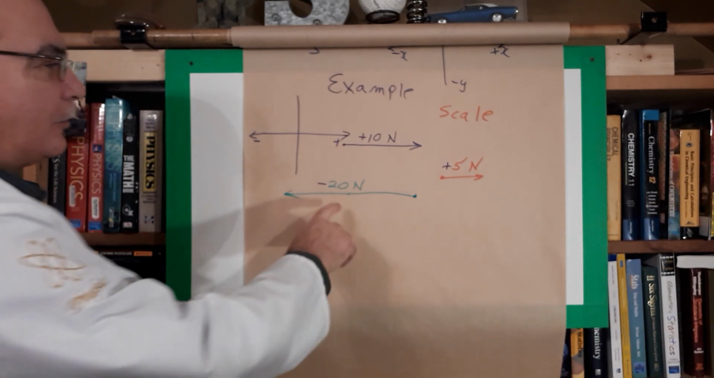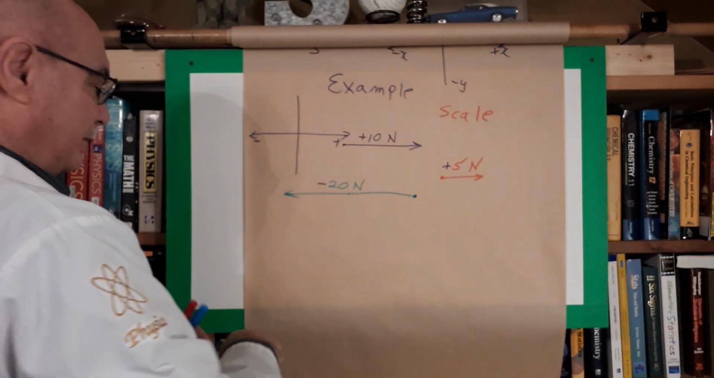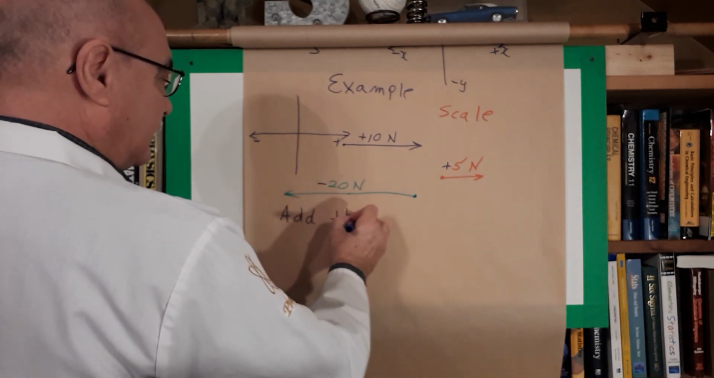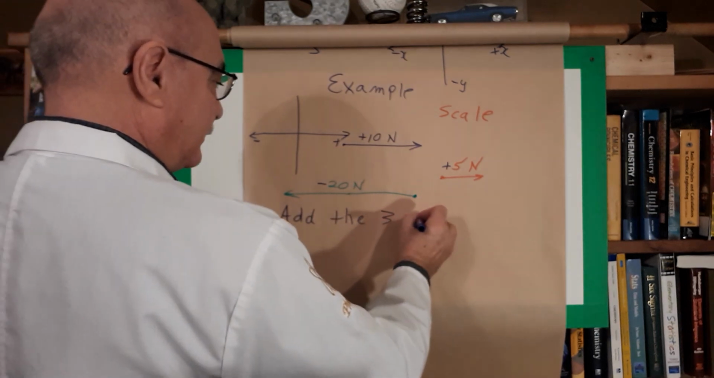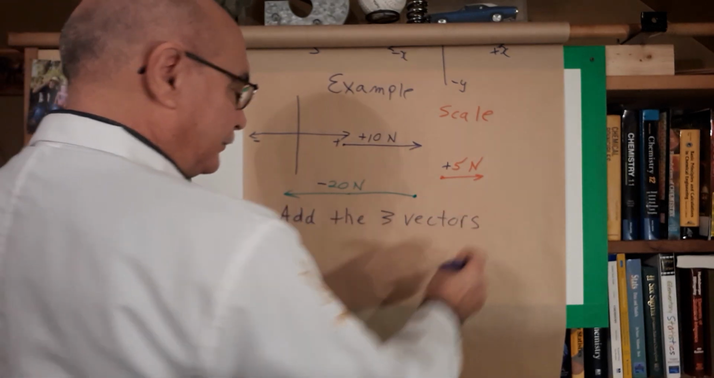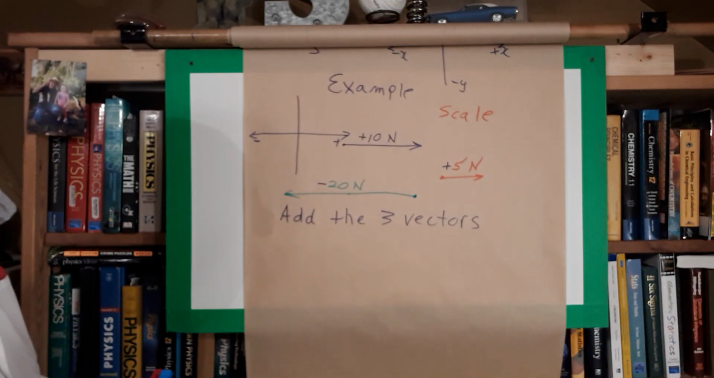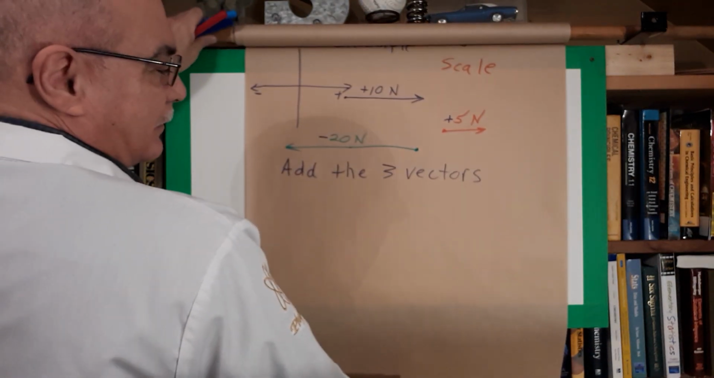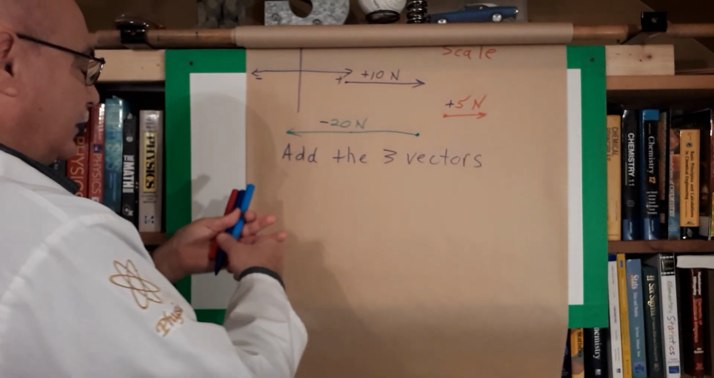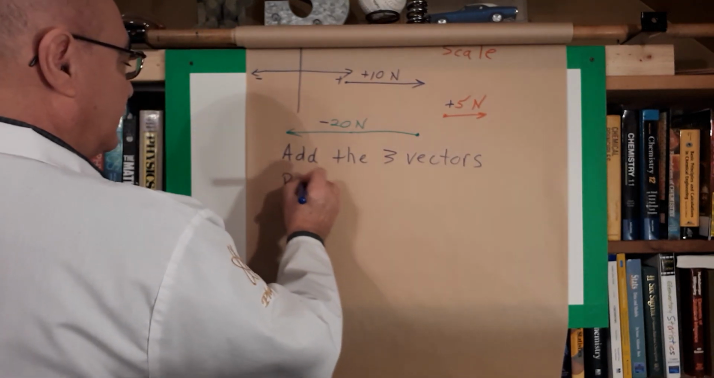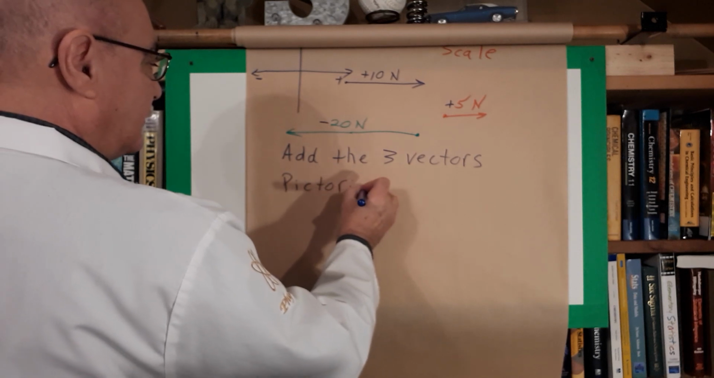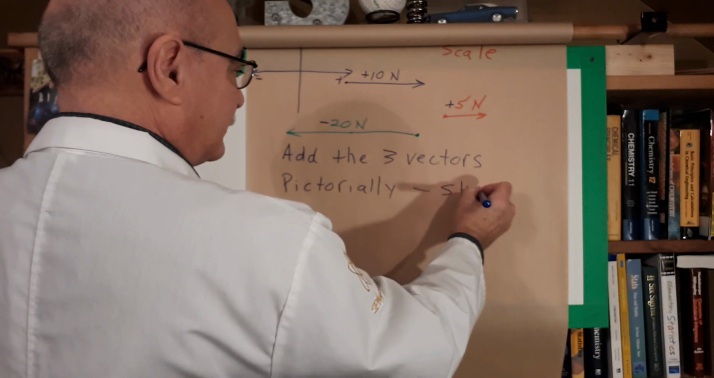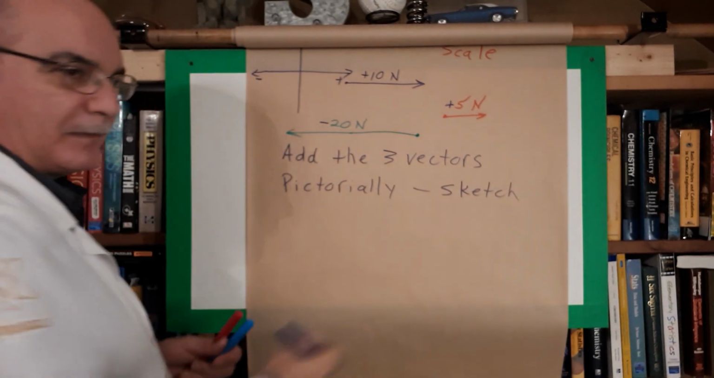And now the question is, add up these three vectors. One way to add these vectors is pictorially, which means with a sketch. We can do this pictorially, which means I'm going to make a sketch, a drawing of the vectors.